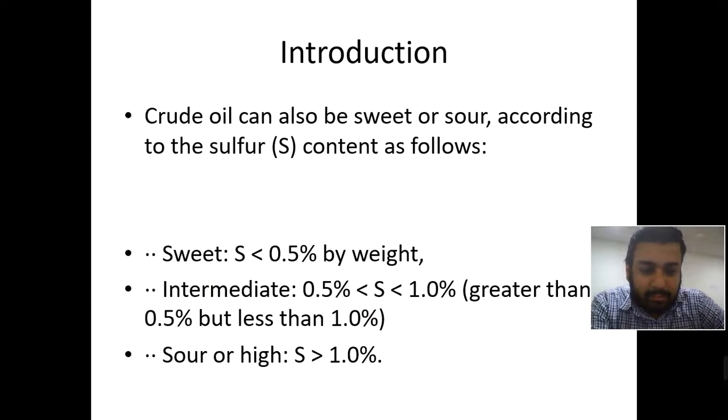Secondly, we have to look at the sulfur content, whether the oil that we are transporting has sulfur or not. If it has sulfur, again, it is toxic. It can take lives. At the same time, it is corrosive. So we don't want sulfur in the crude oil or even the natural gas. For example, if the sulfur content is less than 0.5 weight%, we call it a sweet crude oil. If it is 0.5 to 1, this is intermediate. And if the sulfur content is greater than 1%, it is sour or high.